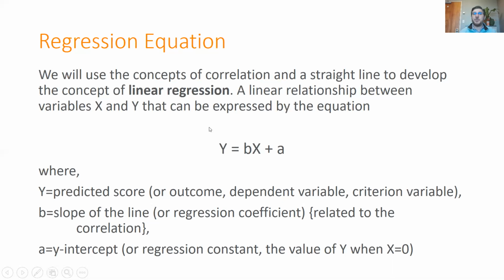So y would be our predicted score. b is the slope of the line. Remember, rise over run from 8th grade math. It's also known as our regression coefficient, and it's related to the correlation. And a is the y-intercept, so it's where the line would cross the y-axis. It's also called our regression constant, or it is the value of y when x is 0.